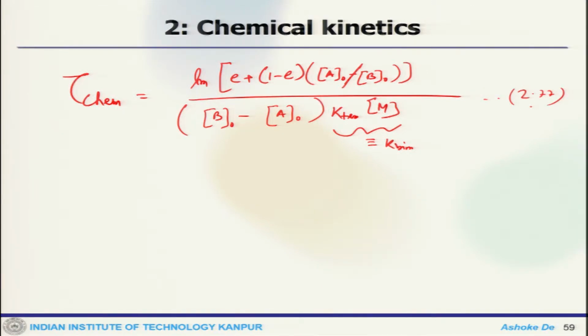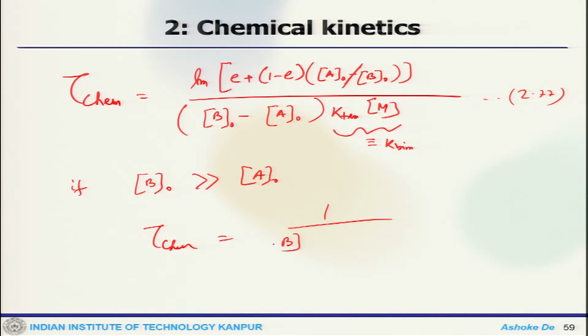So, using the equivalency with the bimolecular system, we can find this out. Similarly, if the concentration of B is quite high, the time scale would be 1 by B naught K termolecular into M. So, that is a simplified expression for that system. This is what happens when you look at these different kinetics, and the whole idea is that you can find out these characteristic time scales, the chemical time scale.